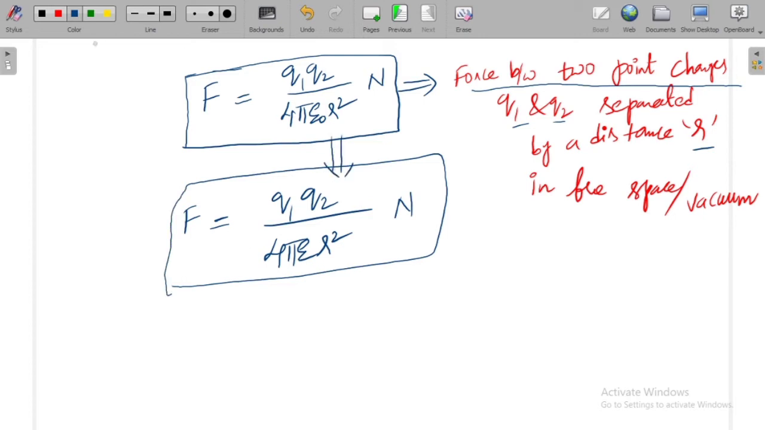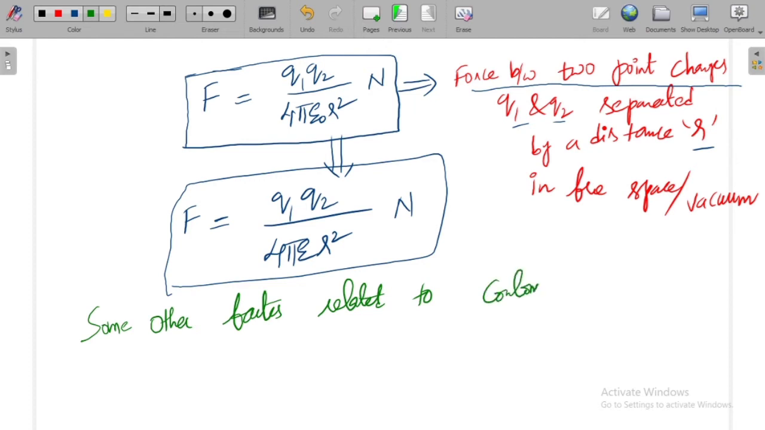Now we will see some more facts related to Coulomb's law. Some other facts related to Coulomb's law. Let us see those facts. Not factors, some other facts related to Coulomb's law. So what is the first fact which is related to Coulomb's law?